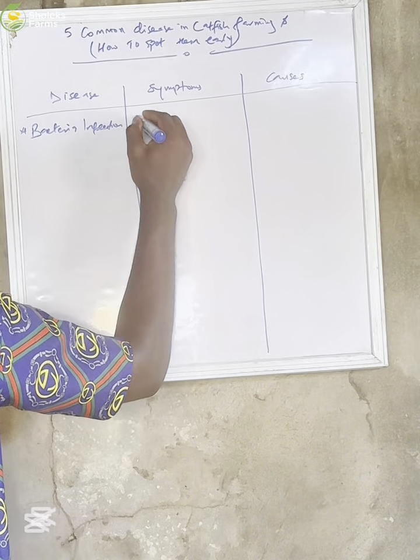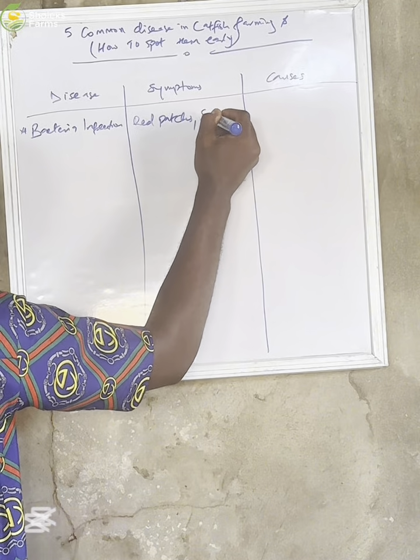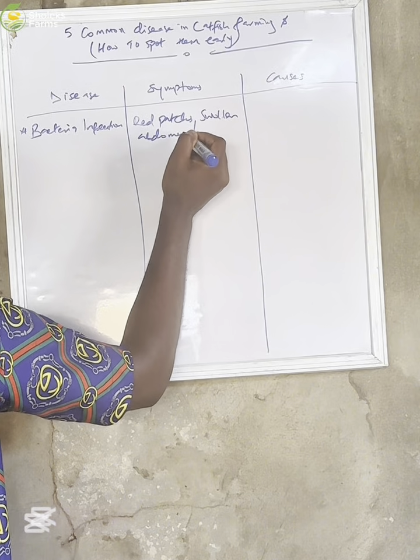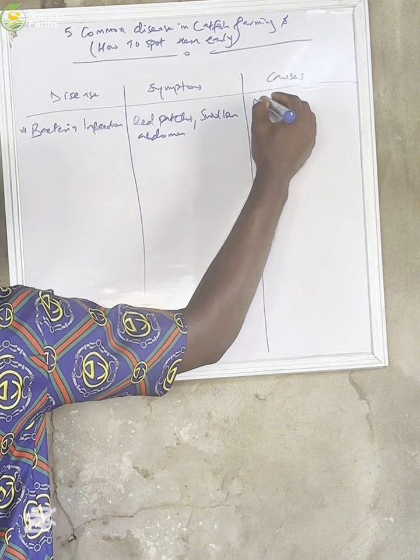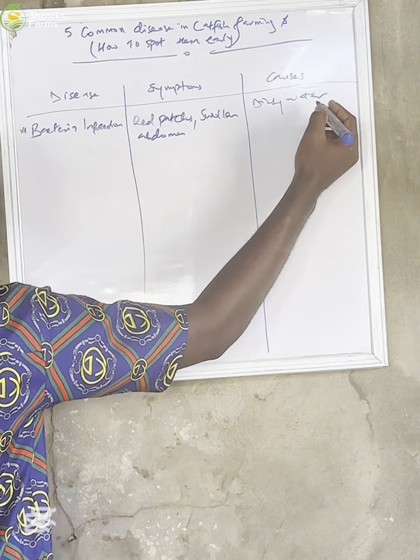The symptoms are red patches, swollen abdomen, and the causes are dirty water and stress.